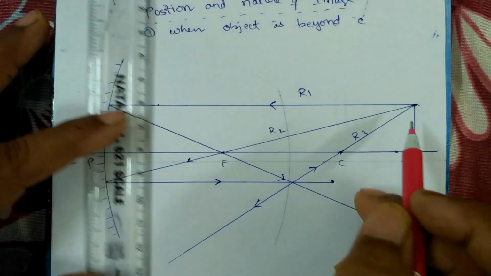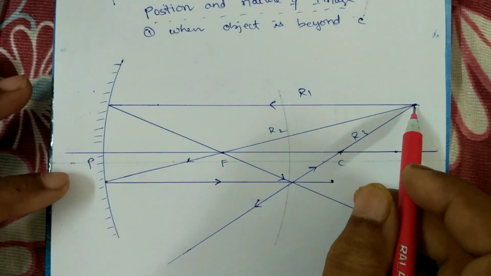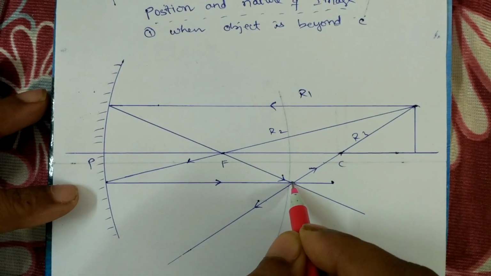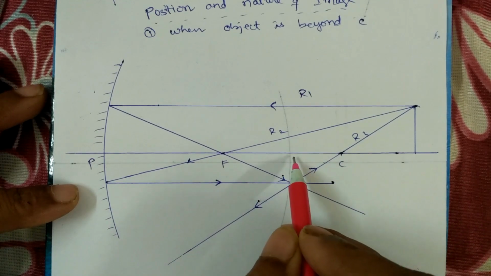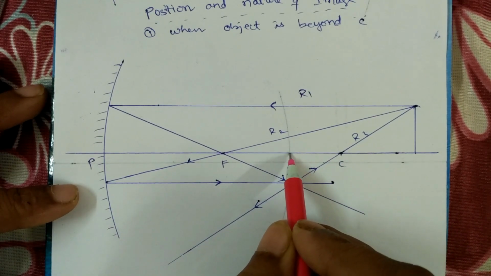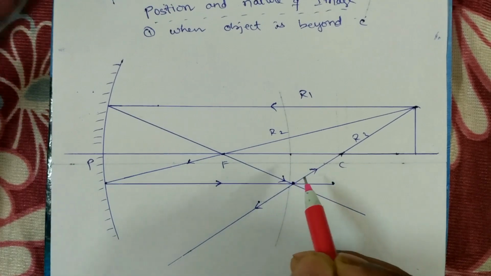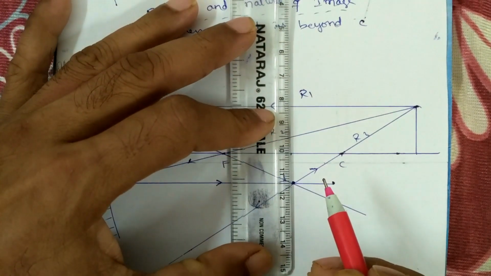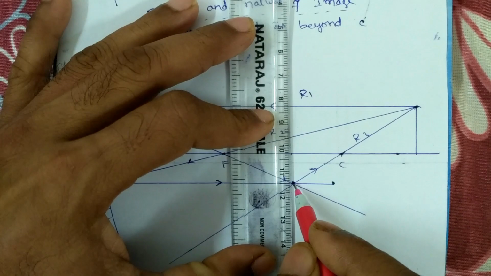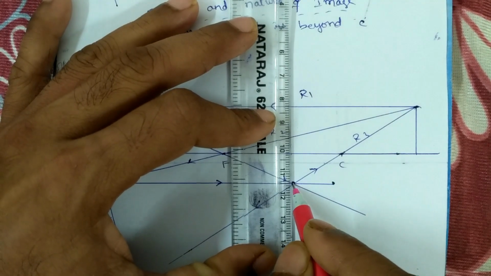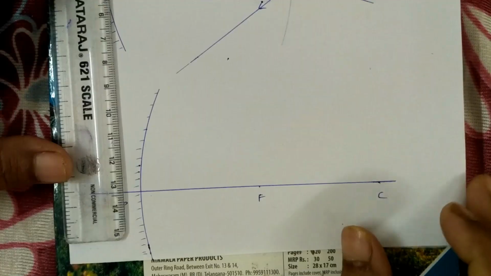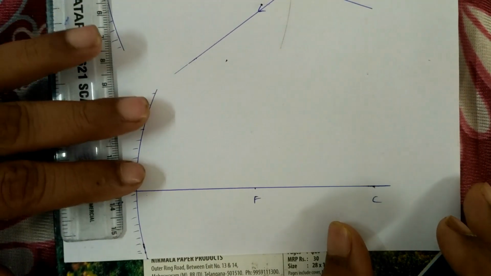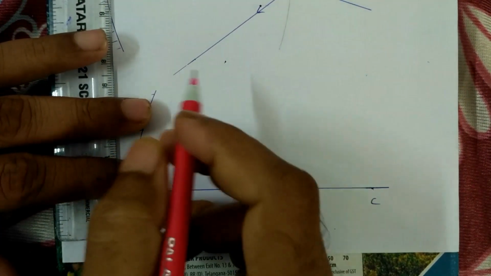Now, the incident ray started from the top of the object. This will be the top of the object. This will be the image of the top of the object, and as the base is on the principal axis, the base will be here in the reverse direction. So draw a line here. This will be the image. Position and nature of the image when the object is at C.